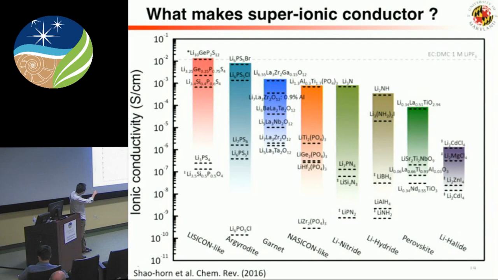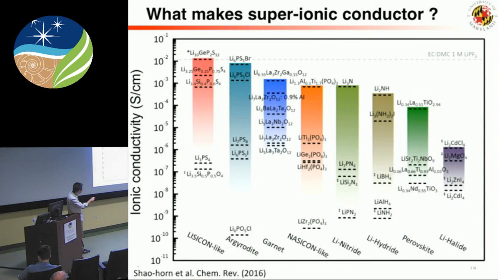This is the ionic conductivity in the log scale. You can see the LGPS is on top here. If you look at all these materials, if you set a cutoff at 10 to the minus 3, you only have a few materials. If you set the cutoff at 10 to the minus 4, you still don't have that many. And most of the materials are probably way down below here, 10 to the minus 8, 10 to the minus 9, or even worse.